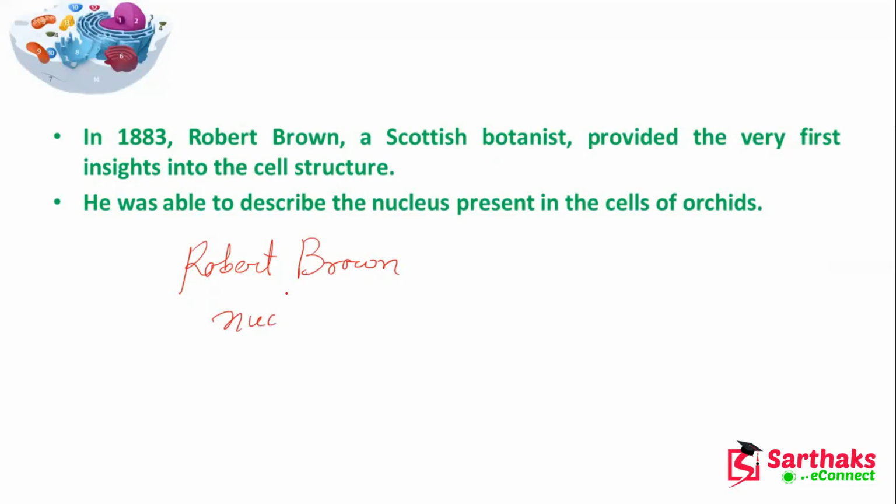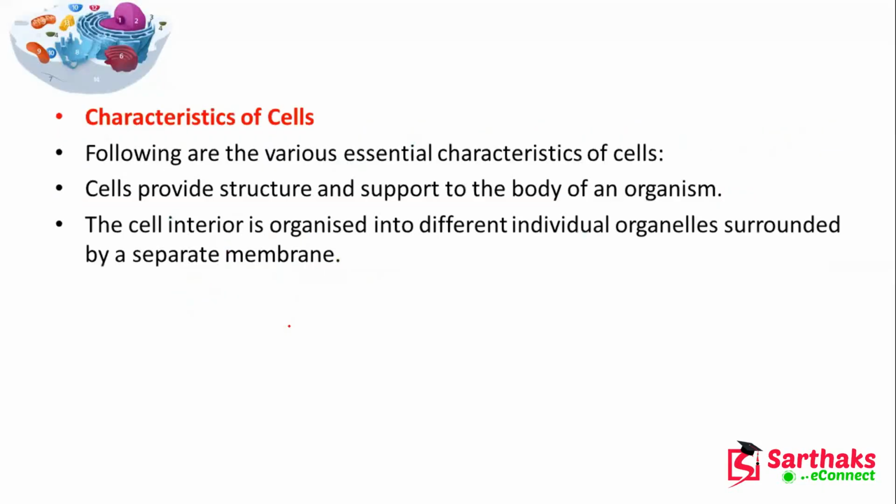So the first thing that has been introduced in the book is the nucleus. He was able to describe the nucleus present in the cells of orchids. Now the characteristics of the cells. We have already studied Robert Hooke. He first took the cork. He was unable to see the whole structures, but he saw some small rooms and gave the name cell.